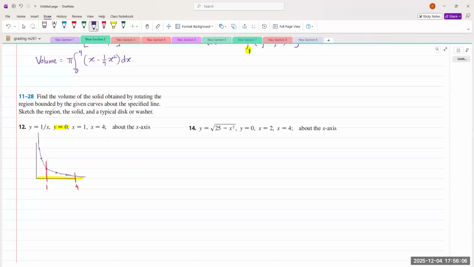Now, the typical line segment we have will be this guy, which if I rotate, gives me a disk, right? That disk is very small, I know. But that disk will have a radius. How high does it go from the x-axis? It goes as far as 1 over x, right? So the solid later on will look like this. That's way too big actually.